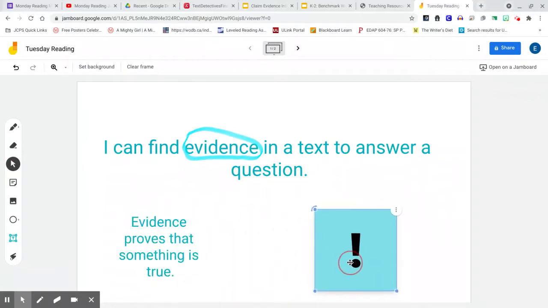And evidence proves that something is true. So if I were to make the claim that it is winter, right now the season is winter, the evidence to prove that it is winter would be if I said, I know that it is winter because it is snowing outside. That is the evidence.